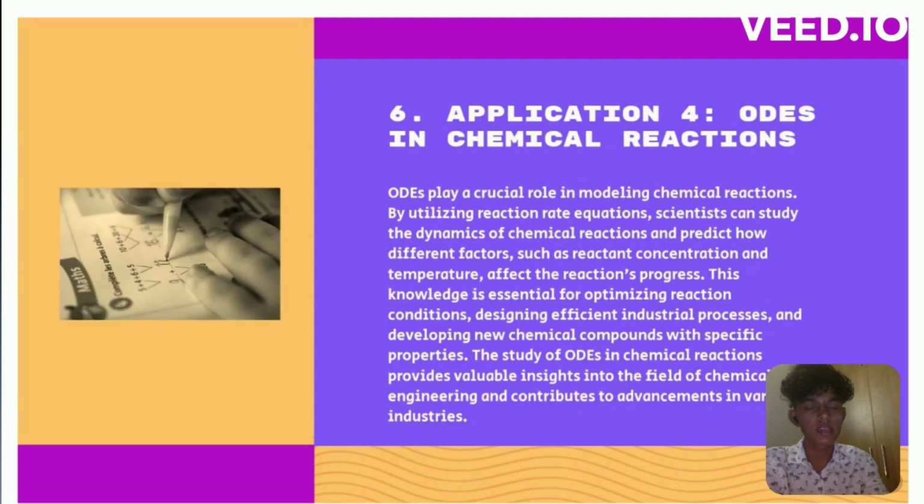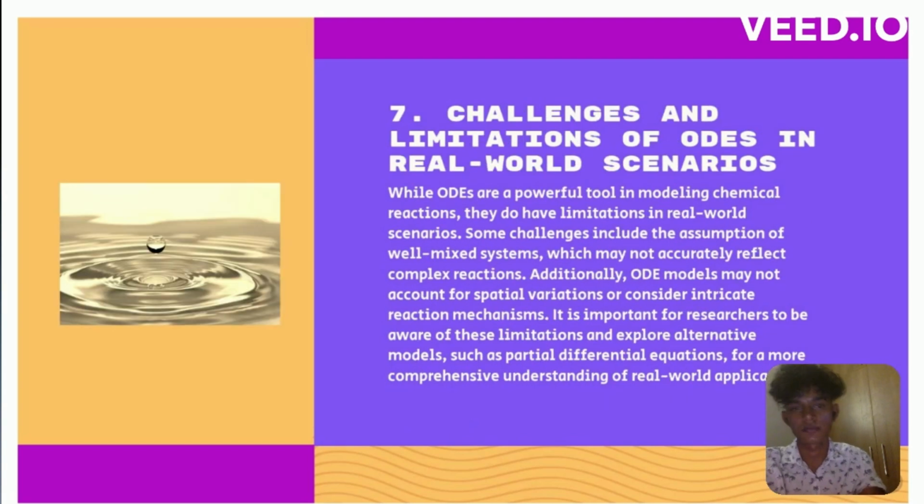Application 4. ODEs in chemical reactions. ODEs play a crucial role in modeling chemical reactions. By utilizing reaction rate equations, scientists can study the dynamics of chemical reactions and predict how different factors such as reactant concentration and temperature affect the reaction process. This knowledge is essential for optimizing reaction conditions, designing efficient industrial processes, and developing new chemical compounds with specific properties. The study of ODEs in chemical reactions provides valuable insights in the field of chemical engineering and contributes to advancement in various industries.